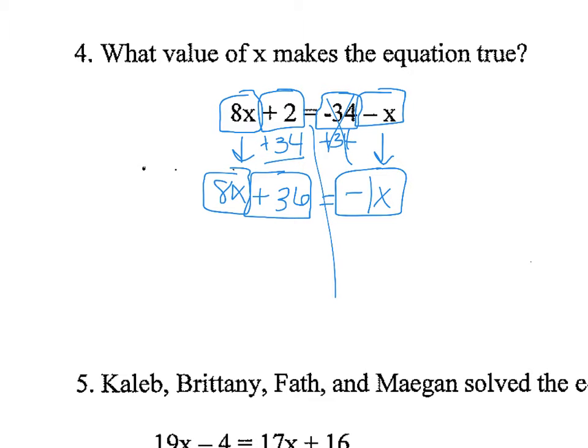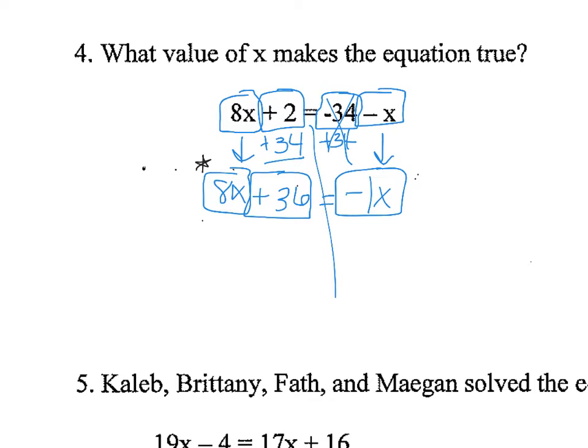And there's only one thing that I can move. I can't move the negative 1x because it's by itself. We can't ever move anything that's by itself. I can't move the 36 because it would have to combine. We would have to be moving it over here, and since it doesn't have an x on it, I can't move that. So the only thing I can move is this 8x, this positive 8x.